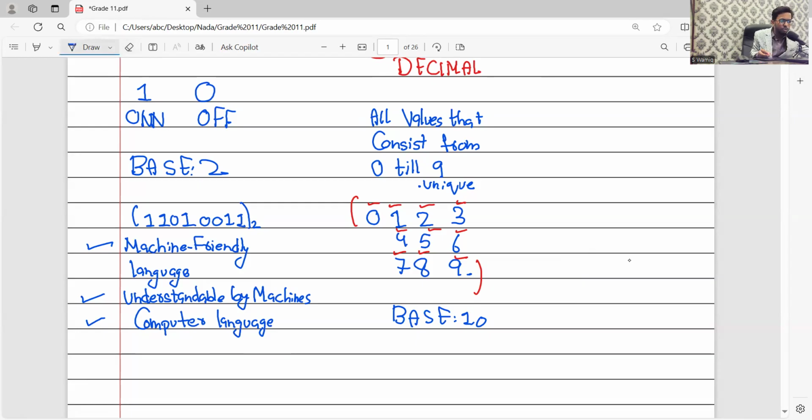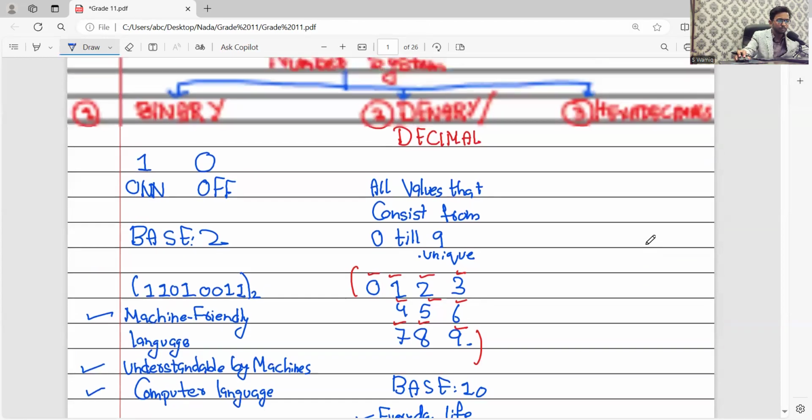Now, I use decimal numbers in my everyday life, and I can say that they are human understandable, right? They are understandable by humans. Humans can communicate in this language.